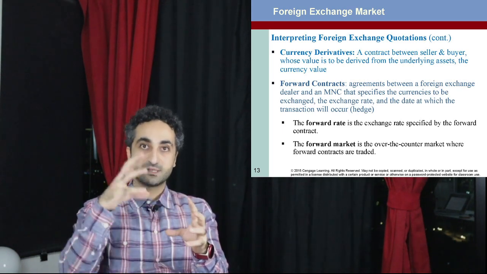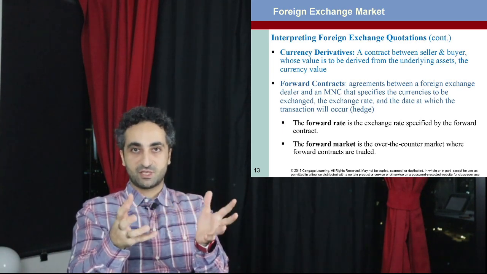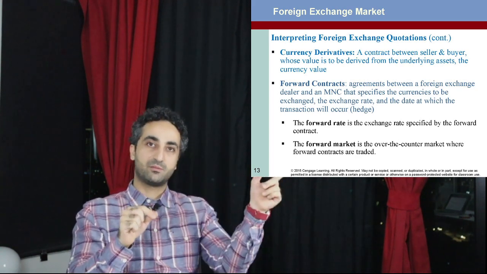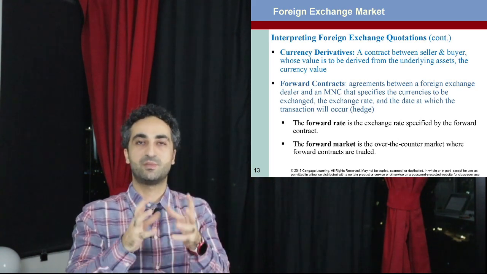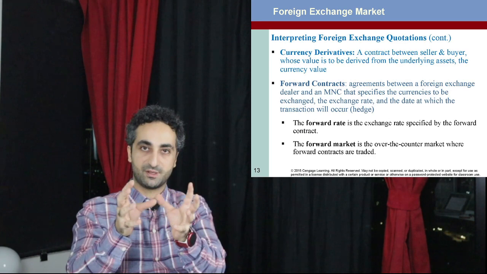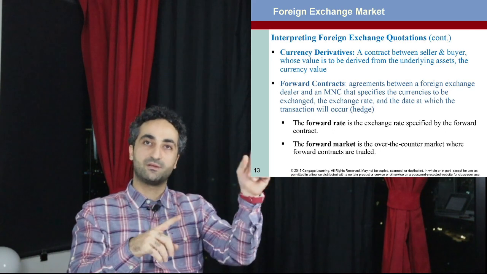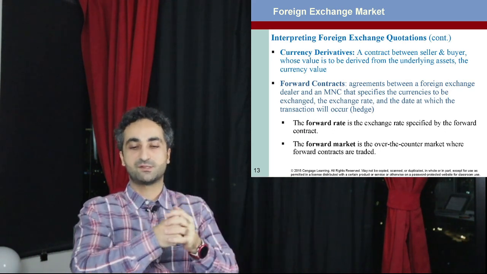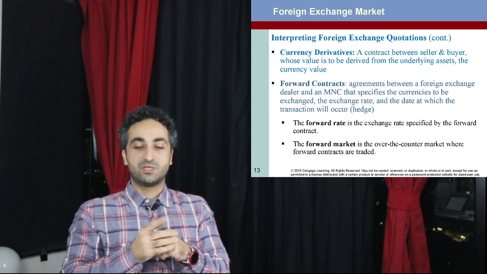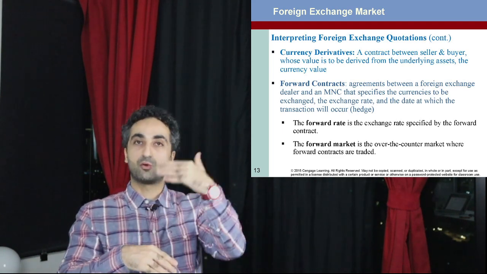Okay, so a currency derivative, as the name suggests, is a financial asset, an instrument, and its value will be derived from currencies. So basically the price might change here not because of the derivative itself, but simply because of changes in the price of the original currency. So it's a contract between seller and buyer whose value is derived from an underlying asset. Here it's a currency.